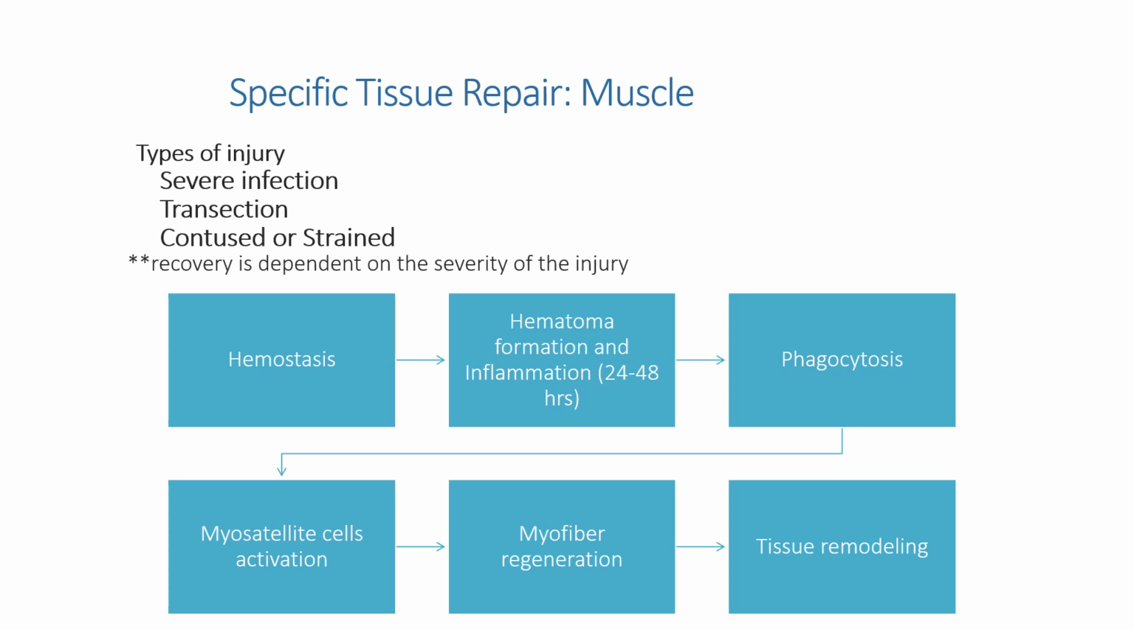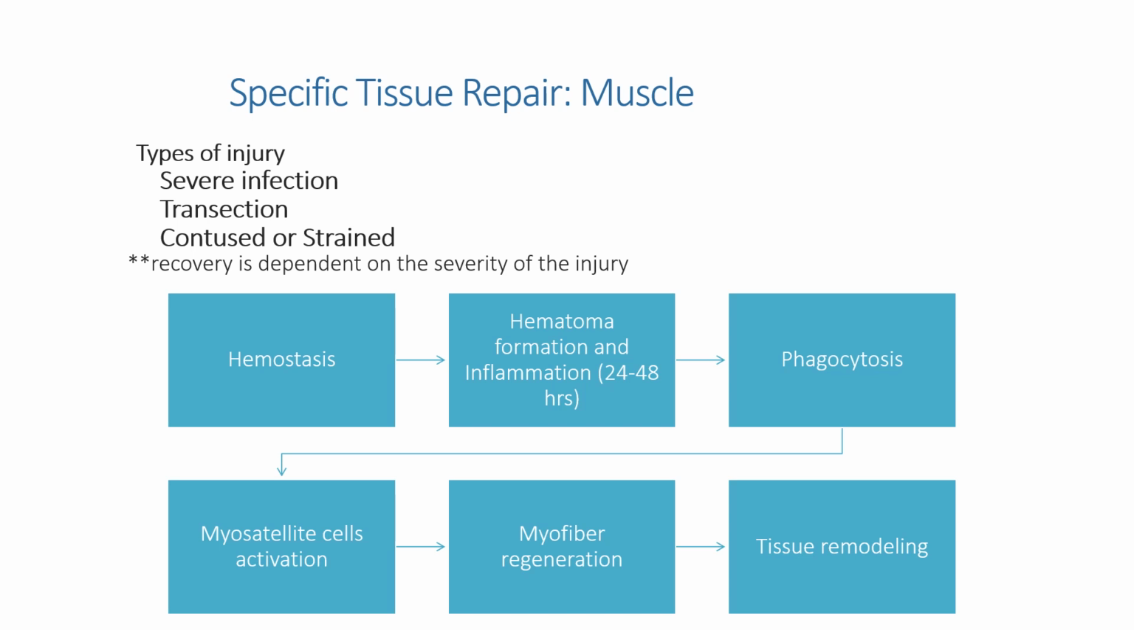Phagocytosis is the removal of cellular debris and damaged tissue by immune cells, or phagocytes. Myosatellite cell activation: activation of myosatellite cells, also known as satellite cells, which are dormant muscle stem cells, to initiate muscle repair. Myofiber regeneration: myosatellite cells differentiate and proliferate to form new muscle fibers, repairing the damaged tissue. And lastly, tissue remodeling, which is maturation and remodeling of newly formed muscle tissue to restore function and structure.